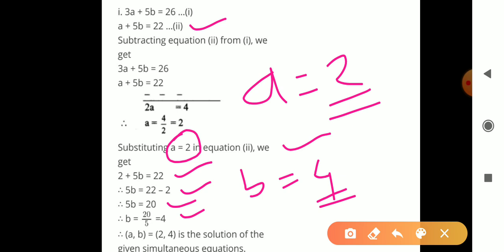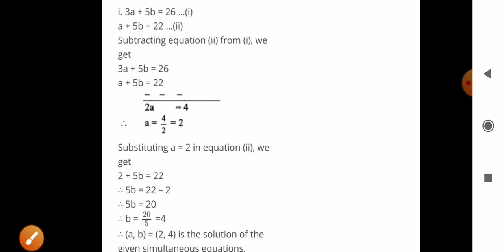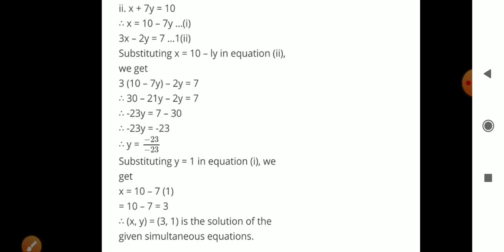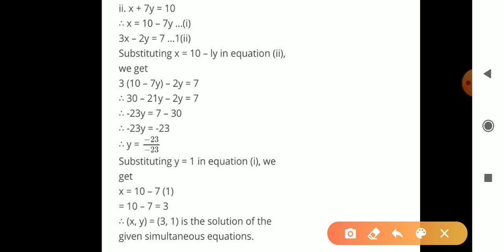Okay, so this is question number 1. Now from question number 2, the second question. So the equations are x plus 7y equal to 10, and the second equation is 3x minus 2y equal to 7.